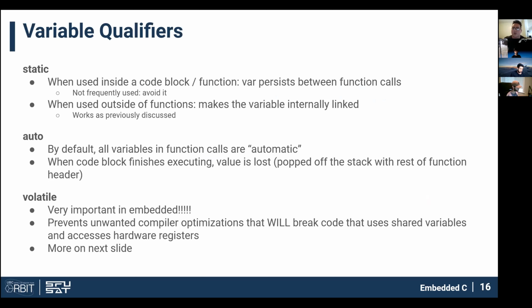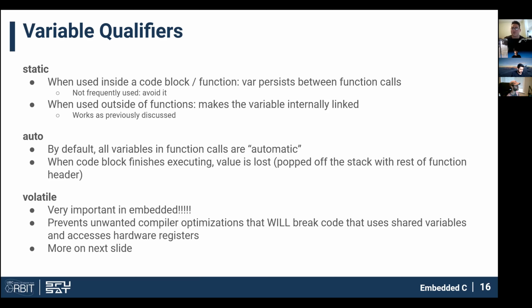When you use static inside of a code block or a function, that means you're saying this variable will not reside in the stack. This variable will reside in program memory, and it'll persist between function calls, right? Say you have a function with a static variable that counts. Let's say it starts at 0, and every time you call the function, you add 1 to that variable. Right?